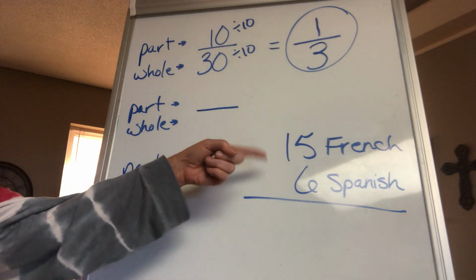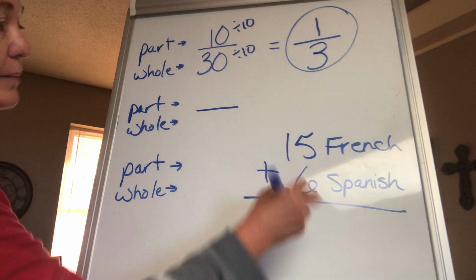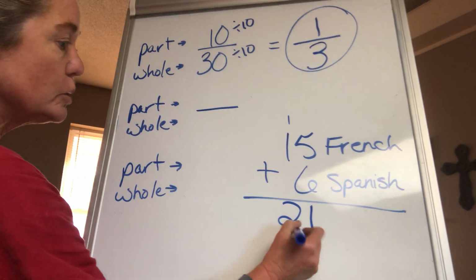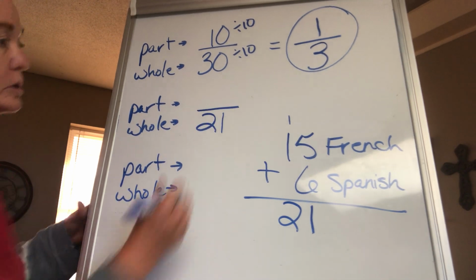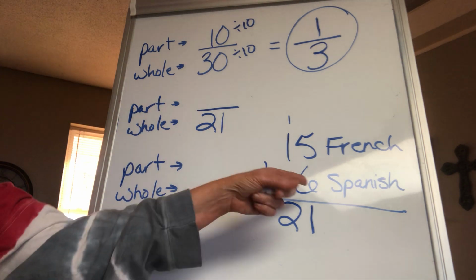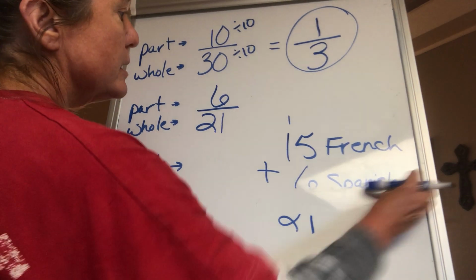Okay, so if I know she had 15 French ones and 6 Spanish ones, if I put those together, then I'll know how many books were on the shelves altogether. So 5 plus 6 is 11, and we carry our 1. 1 plus 1 is 2. So she had 21 books on the shelf altogether. So now I know she had 21 whole books on the shelf, and the question asked me what fraction of the books on the shelf are in Spanish. Well, if I look where I wrote my information down, I know that 6 were in Spanish. All right, so I know that 6 out of the 21, or 6/21 of the books are Spanish.